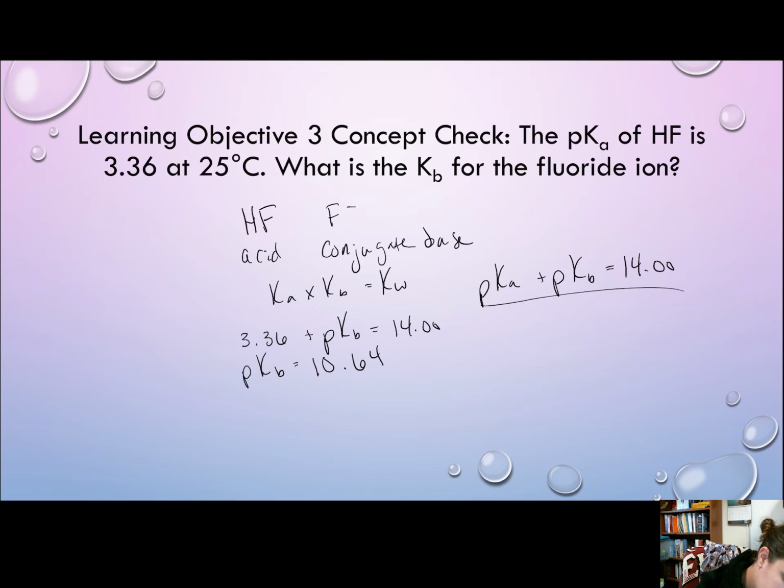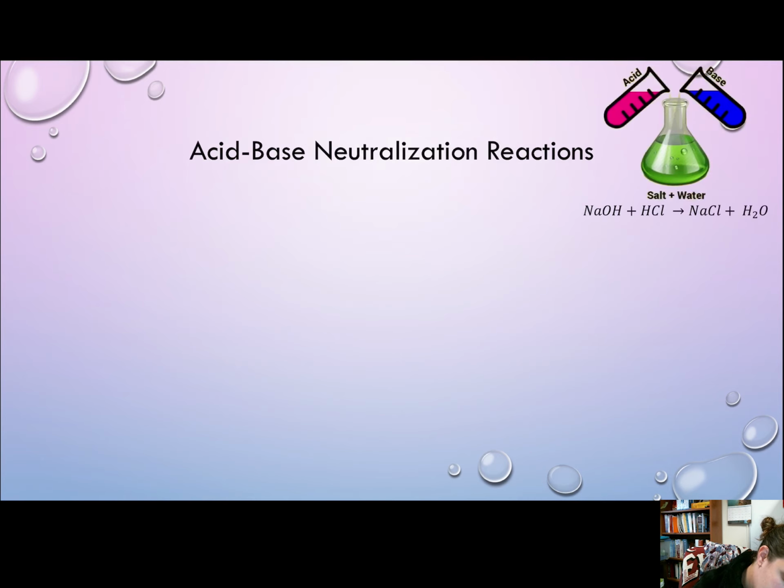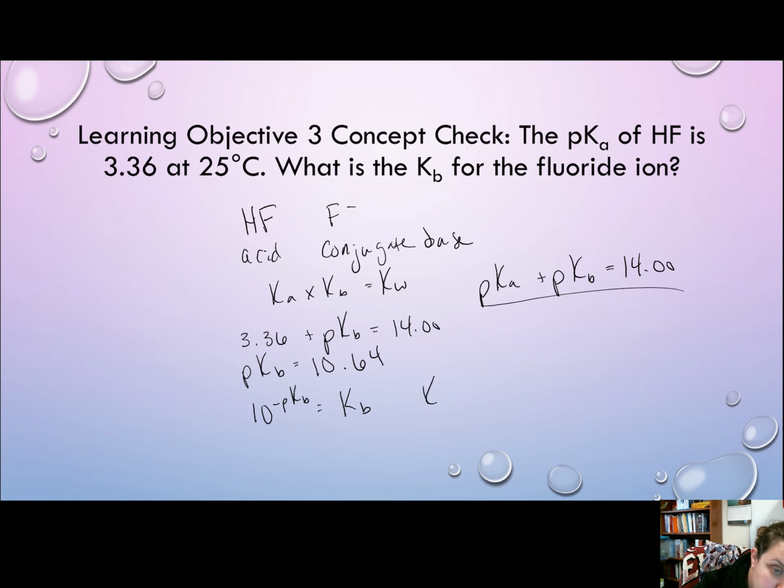Then I'm going to take 10 to the negative pKb is equal to Kb. So my Kb would be equal to 10 to the negative 10.64, giving me a value of 2.3 times 10 to the negative 11.